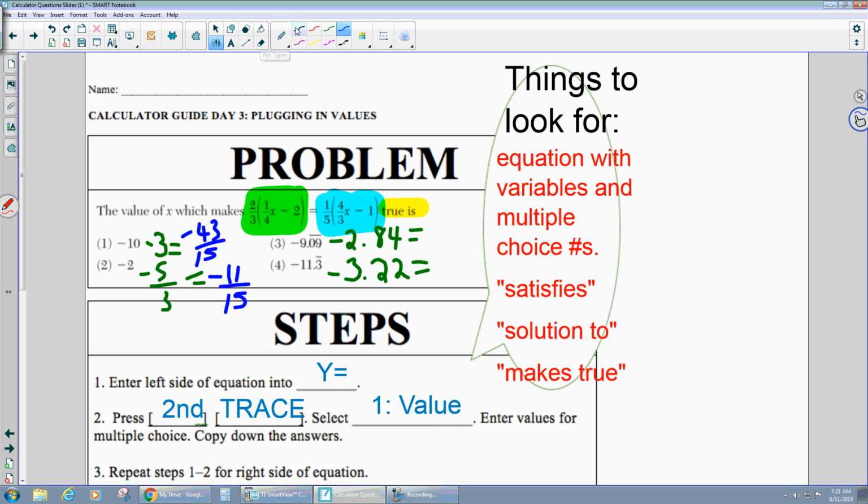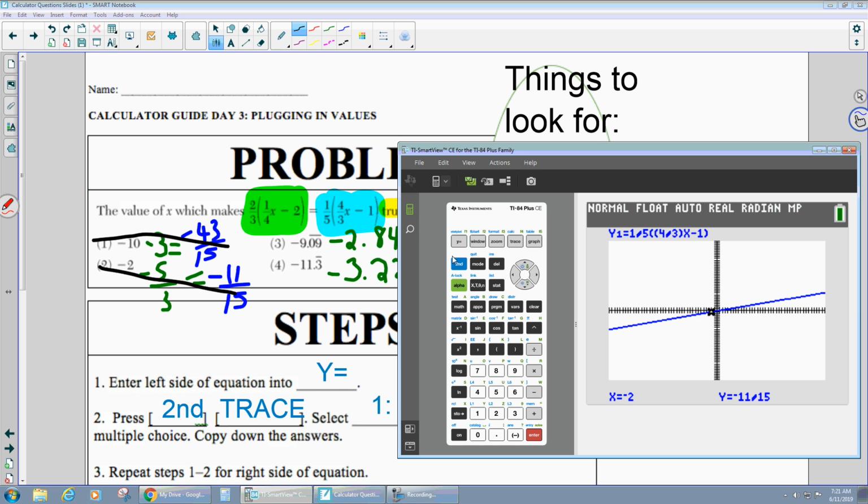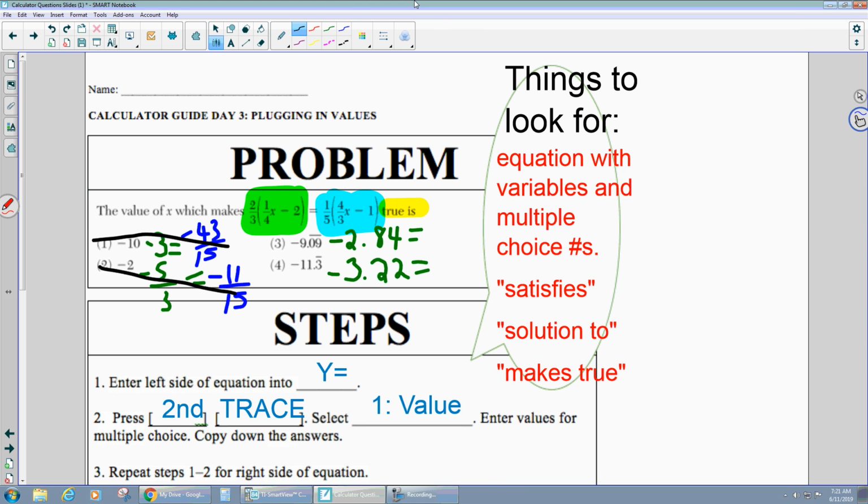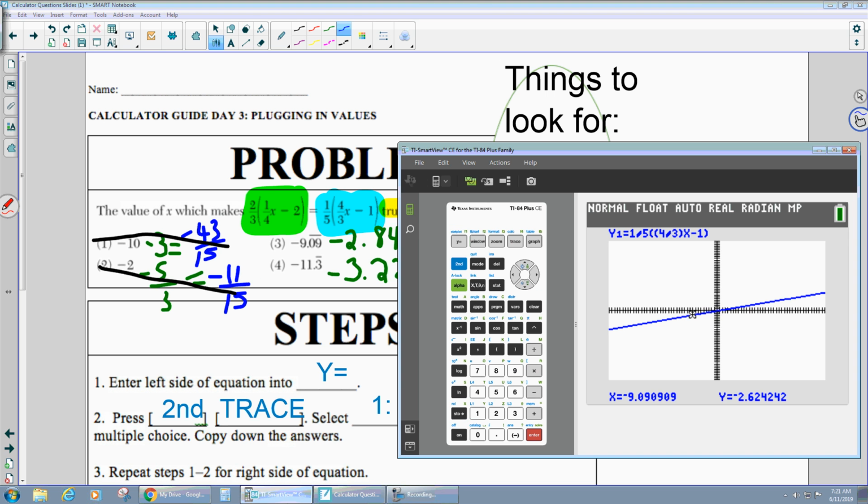And you can see that these are not matching, right? It says negative 3 is equal to negative 43 over 15. That's not true, so that's not the right answer. Negative 5 over 3 is equal to negative 11 over 15. Again, that's not true. They're not the same. Okay, answer choice 3. So I do second trace, value, negative 9 point, again, repeating, right? So we're going to write it 3 times: 0.9, 0.9, 0.9. And I get negative 2.62.